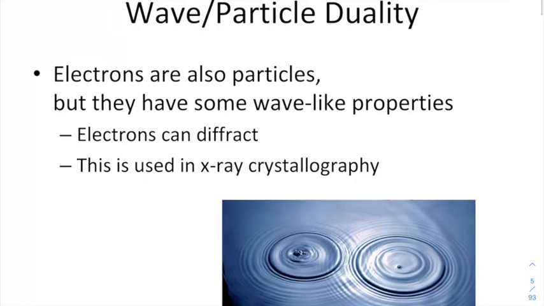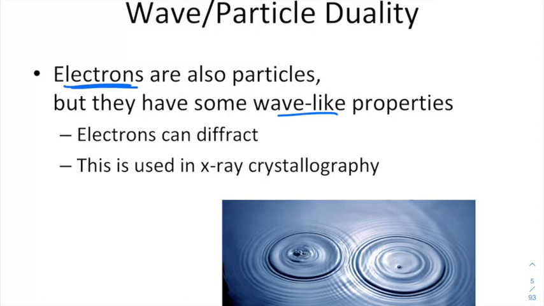All right, so we've been talking about the idea of wave-particle duality, and I want to let you know light is not the only thing that can do that. Electrons also have a wave-particle duality. So electrons are particles, and that's how we usually think of them, but they have some wave-like properties. And one of those is that electrons can diffract.